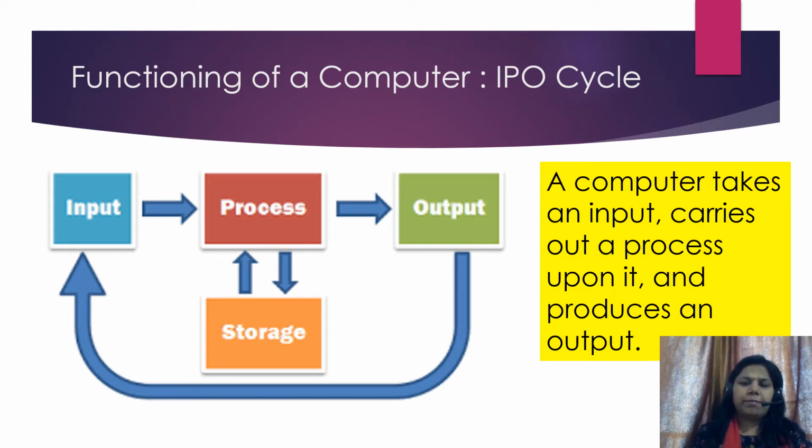So what is the IPO cycle, children? The full form of IPO is input processing output cycle. A computer takes an input, it carries out a process upon it and then produces the output. Here, as you can see, input, then process, then output, then again input, process, output, and in between there is a storage box. This is how the functioning of the computer takes place. It is based on the IPO cycle.